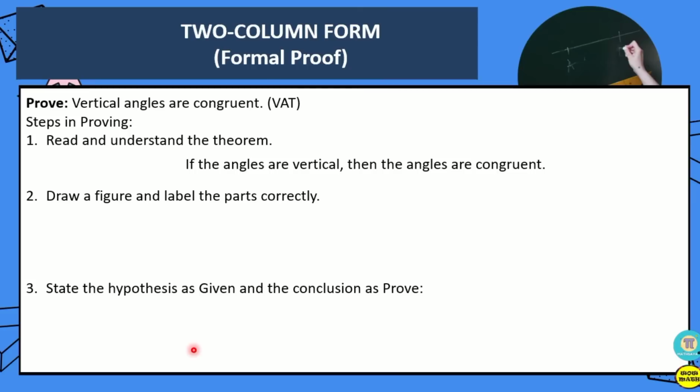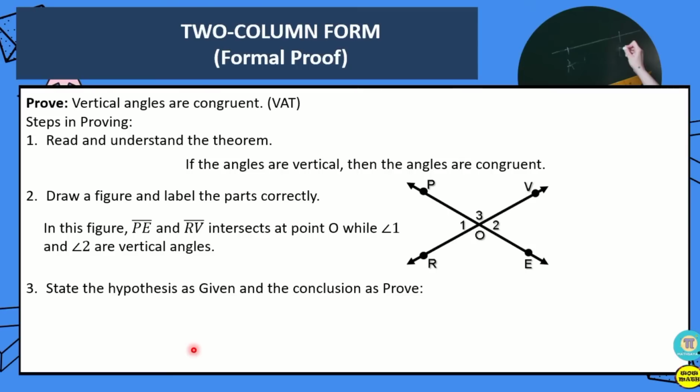Draw a figure and label the parts correctly. So, ito po yung figure natin. In this figure, ito yung ating statement. In this figure, line segment PE and line segment RV intersect at point O. So, si PE daw at si RV nag-intersect sila sa point O. Ito si O, dito sila. Ito yung point of intersection. While angle 1, this is your angle 1, and angle 2 are vertical angles.